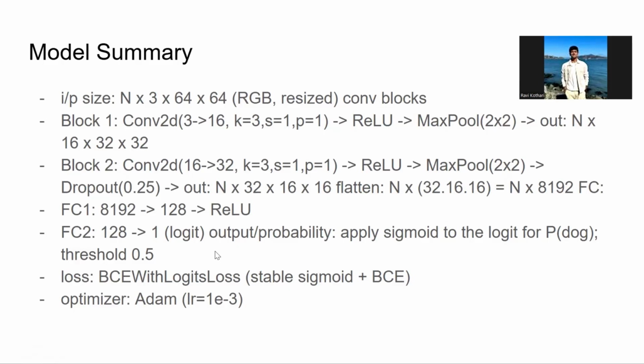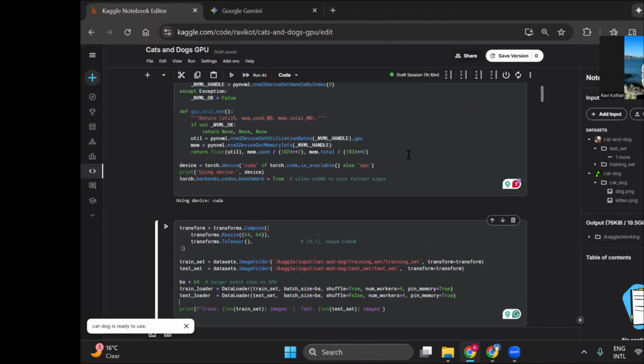The loss function that we are using is BCE with logits loss. I'll talk about it in a moment in the code. And the optimizer function that we are using is the Adam optimizer with a learning rate of 10 raised to minus 3. I'll hop onto the code now.